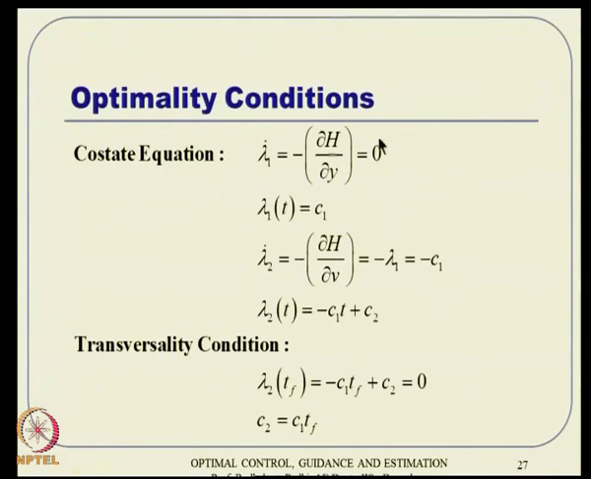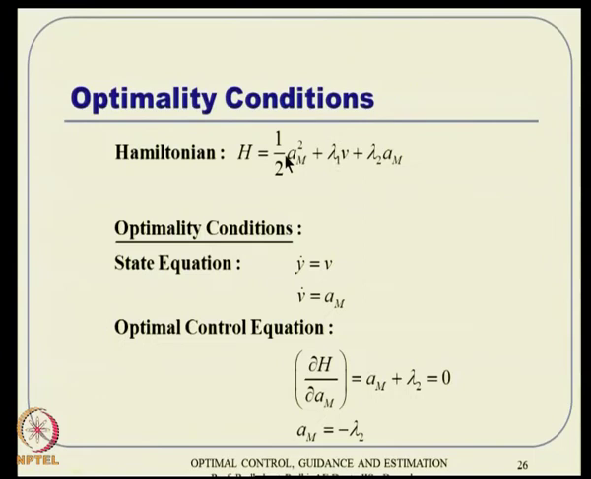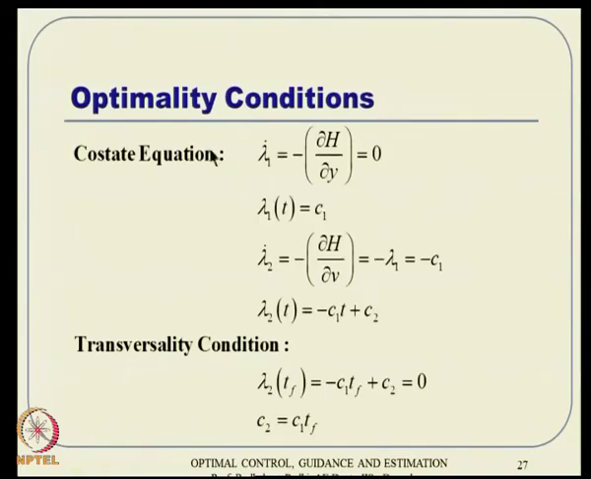It fortunately turns out that lambda 1 dot is 0, because the Hamiltonian does not contain y, whereas the first state is y. So, lambda 1 dot is the partial derivative of the Hamiltonian with respect to y, which is 0. So, lambda 1 is essentially a constant. Similarly, lambda 2 dot is del H by del v, which happens to be minus lambda 1, and lambda 1 is C1. So, we can put C1 there. Lambda 2 happens to be this one: minus C1 t plus C2.